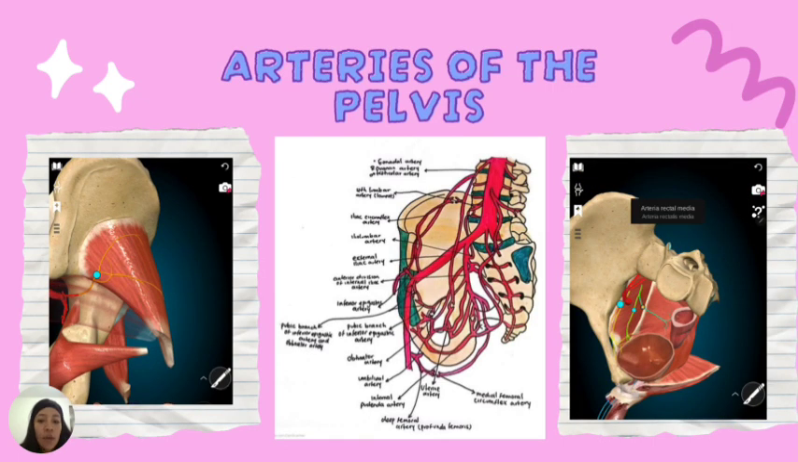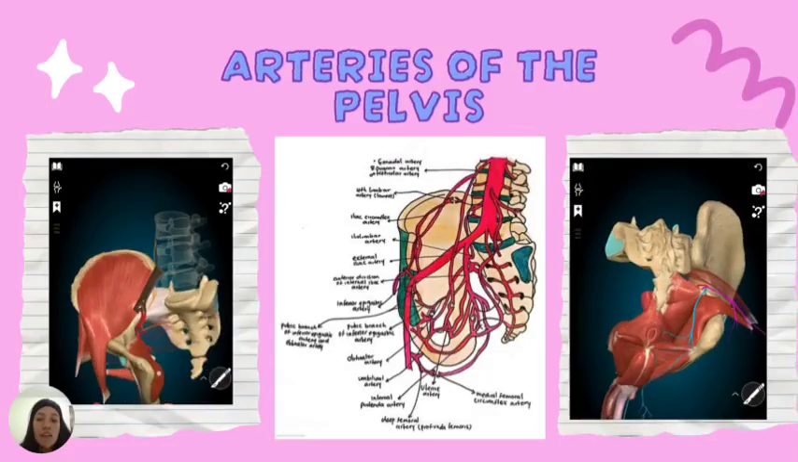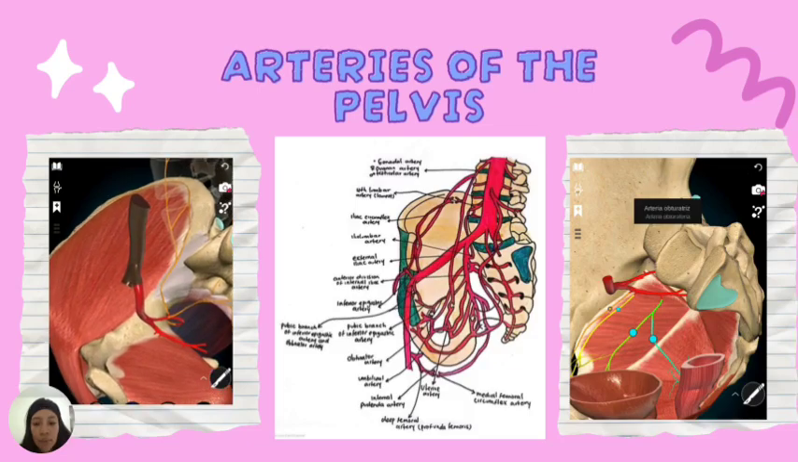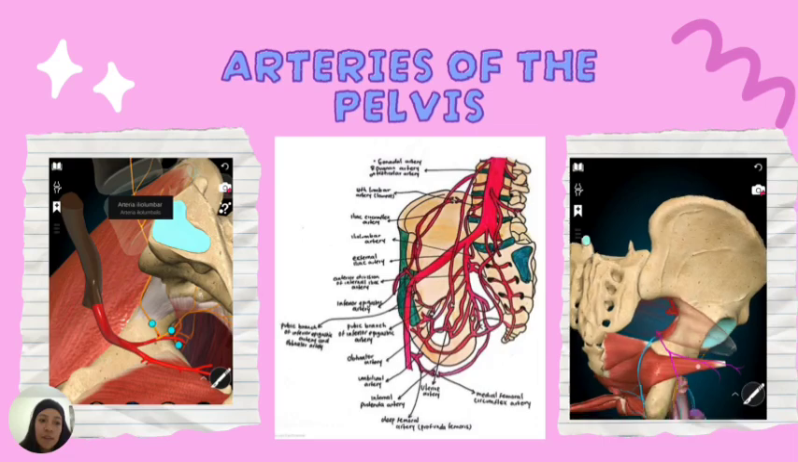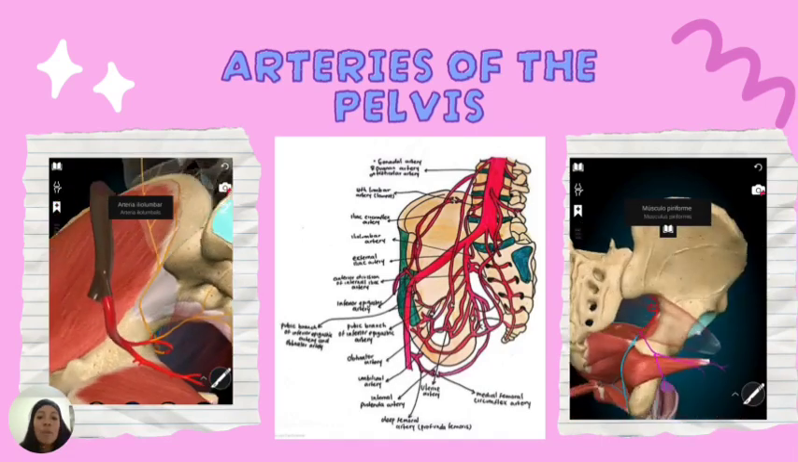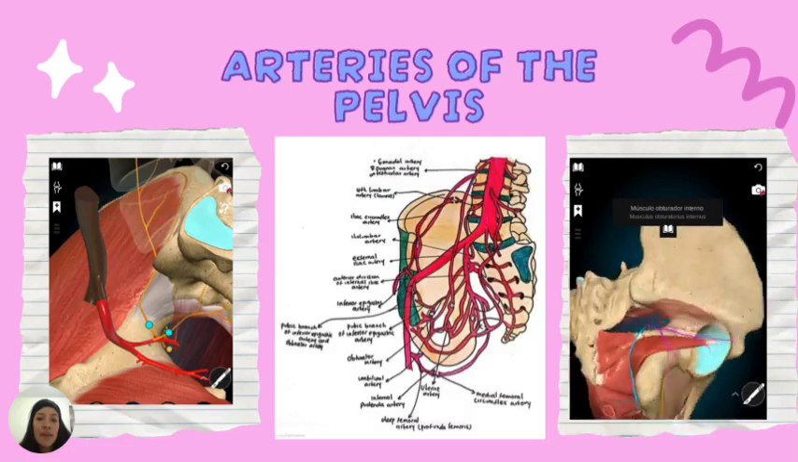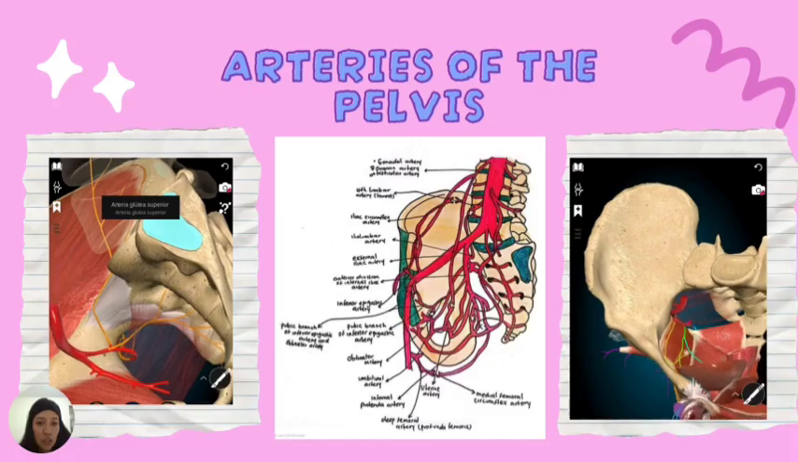The internal pudendal artery exists in the pelvis and supplies the perineum and the external genitalia. In the other video, the first one, we can see the posterior division, which supplies blood to the pelvic walls and also to the gluteal region.